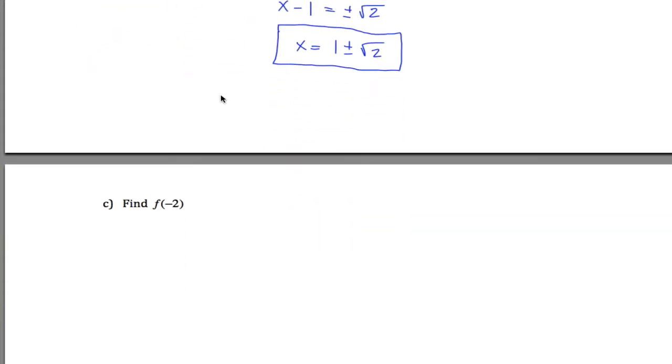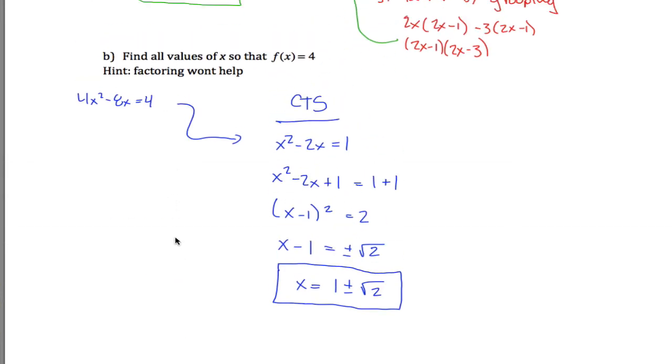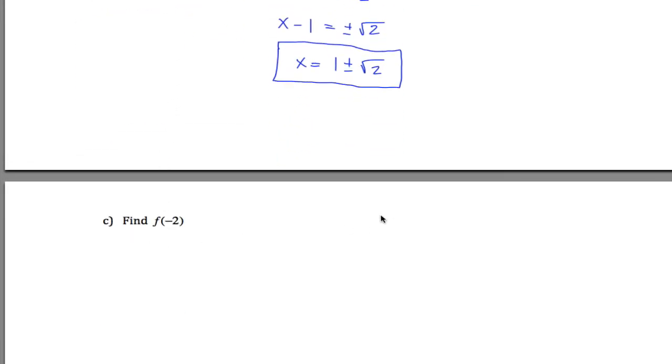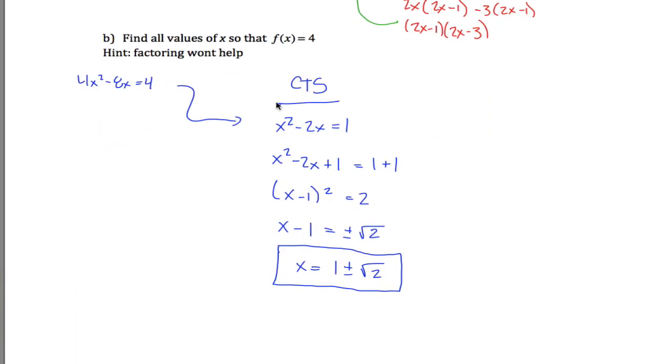All right, moving on. Part C here says find f of -2. It would have been nice of me to repeat what f of x is equal to. Maybe I'll write it here so I have it as reference. Oh, is it 4x squared minus 8x? Is that right? 4x squared minus 8x.